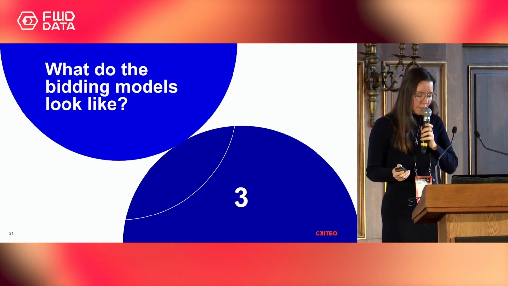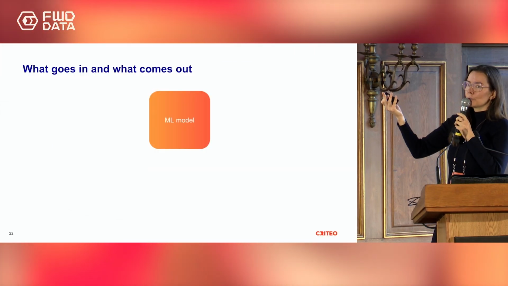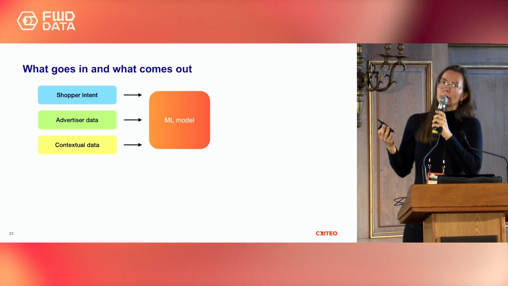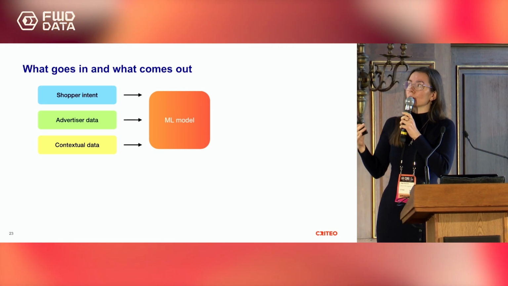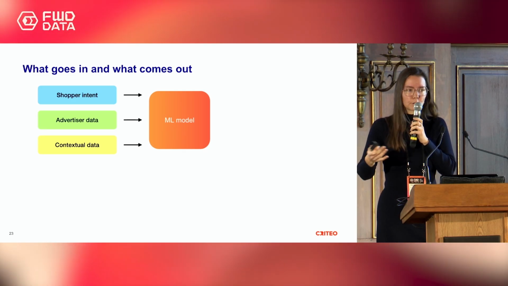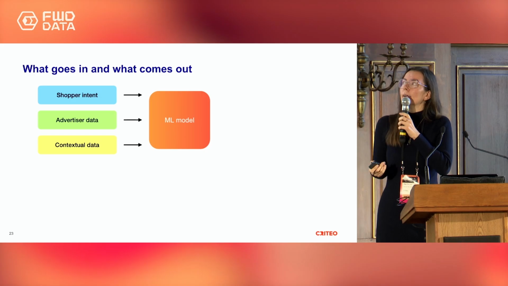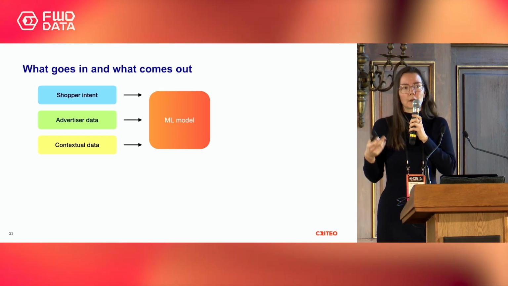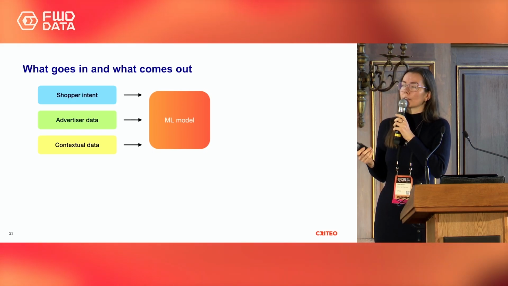Okay, so what do these bidding models look like? So you have the machine learning model, and going into that, you have some inputs. So I roughly divide them into 3 categories. So there's the shopper intent. This comes from the user, third-party cookies, if there are any available. There's the advertiser data, so everything about the advertiser, the campaign goals, etc. And there's the contextual data.